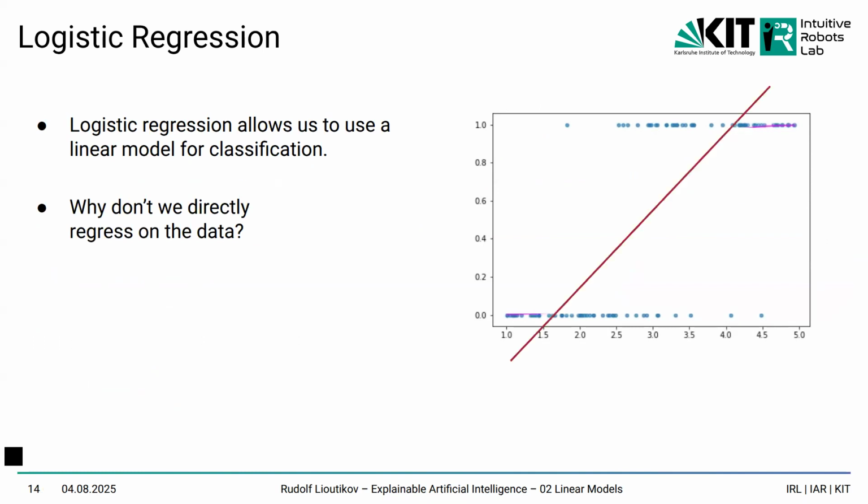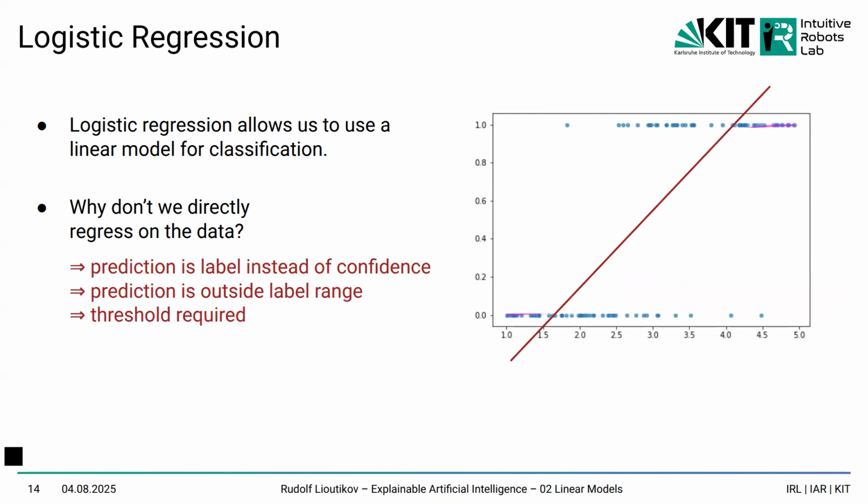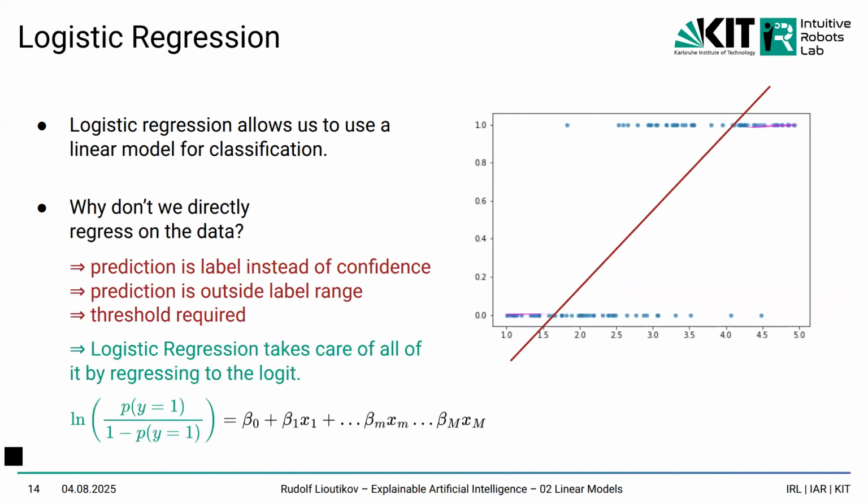If we would directly regress on the data, the line would look like this. So that's why we don't do it. That's a bad idea, right? So is that what logistic regression does? It's basically that we transfer our space from the original data points or predictions into a different space where we can fit this line. What does that actually mean?